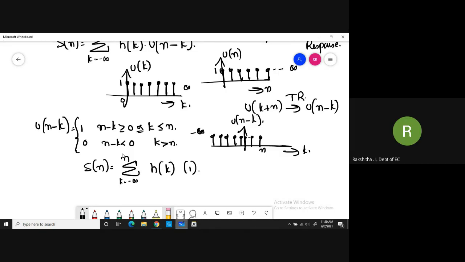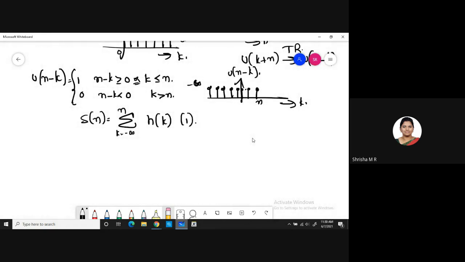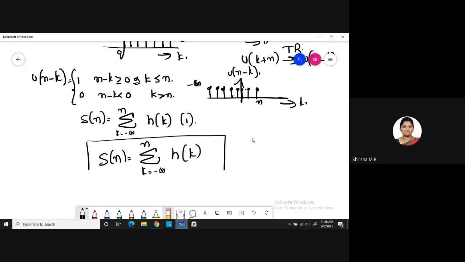Yes, ma'am. So step response, what is step response? It is a summation of impulse responses from k equal to minus infinity up to some particular sample n. Got it? What is S of n? This is the equation for S of n, or step response. It is equal to summation k equal to minus infinity to n of h of k. This is the equation of step response for discrete time signals.